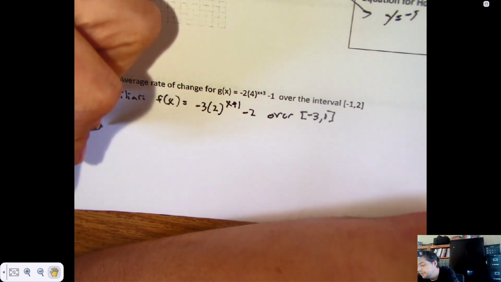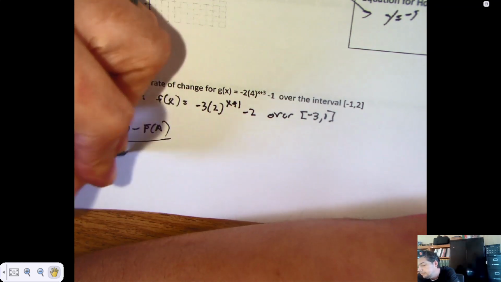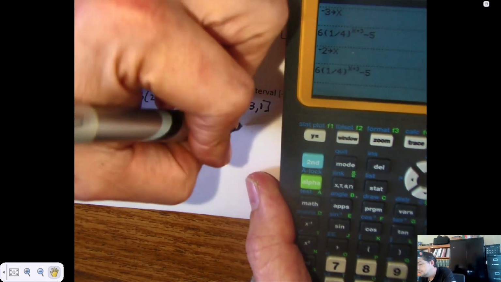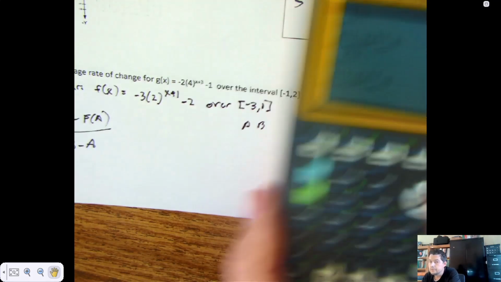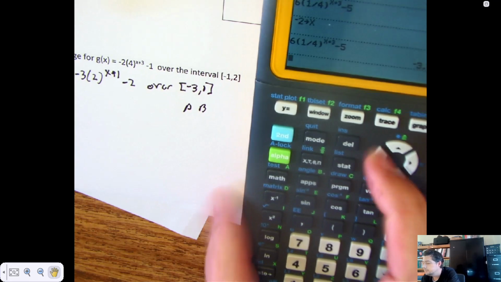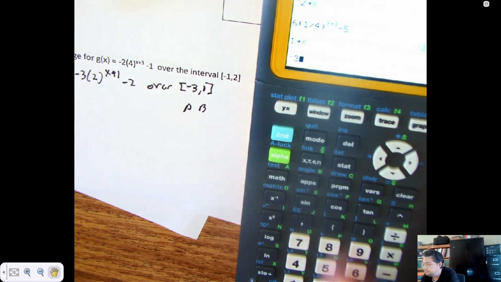Anyways, the average rate of change for this exponential growth function over that interval. So average rate of change is f of b minus f of a over b minus a. Some of you are going to try and do this by hand. Don't. You're not me. And heck, I'd screw it up from time to time. Take a 1, store it to x, just type that thing in.